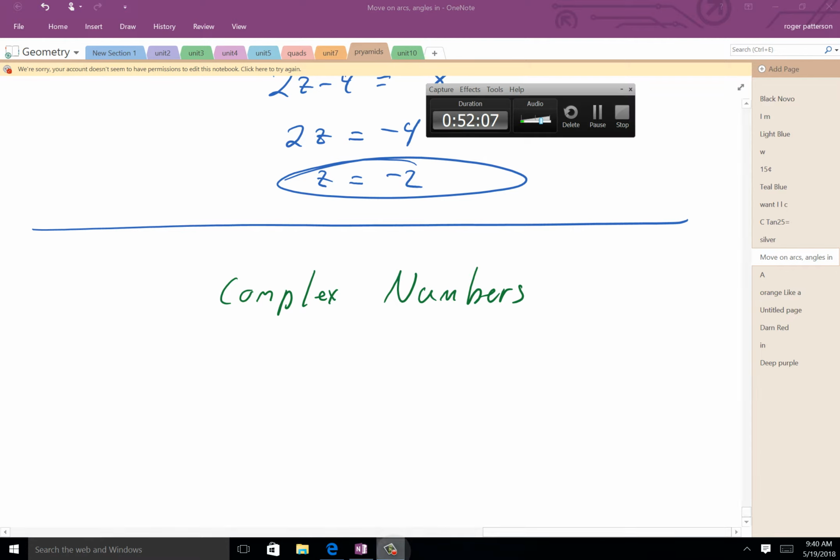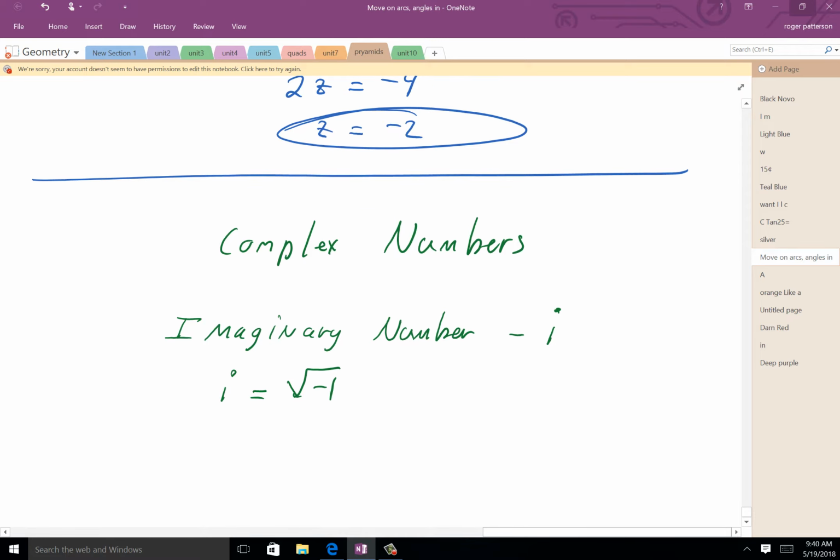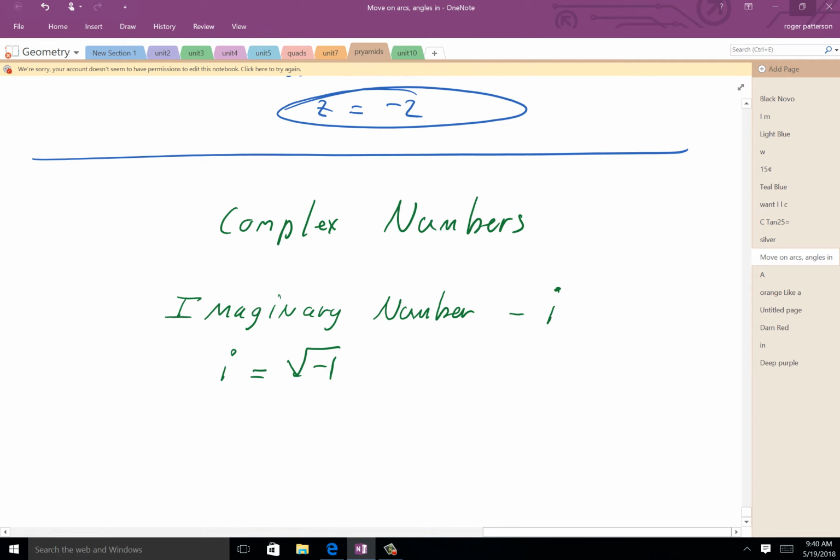Complex numbers. So, here's the deal with that. An imaginary number, which is symbolized by the letter i, is equal to the square root of negative 1. What this allows us to do is now deal with any square root that has a negative.